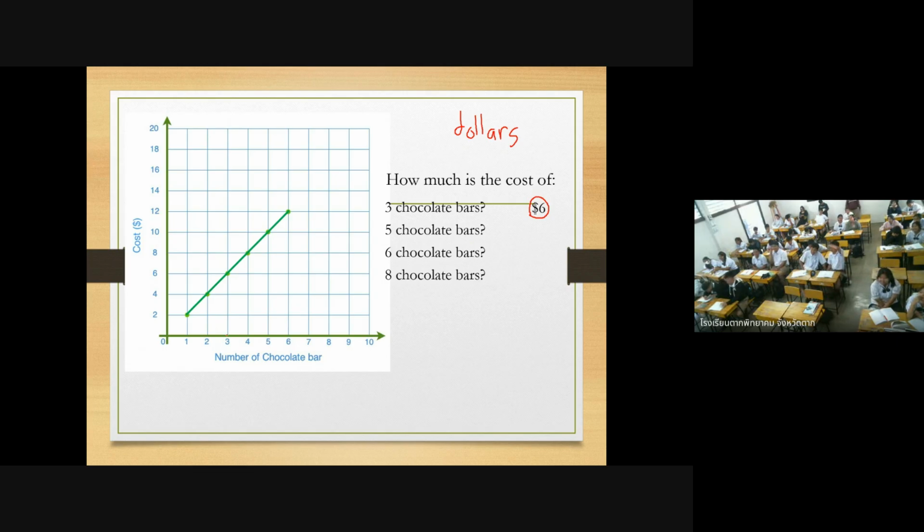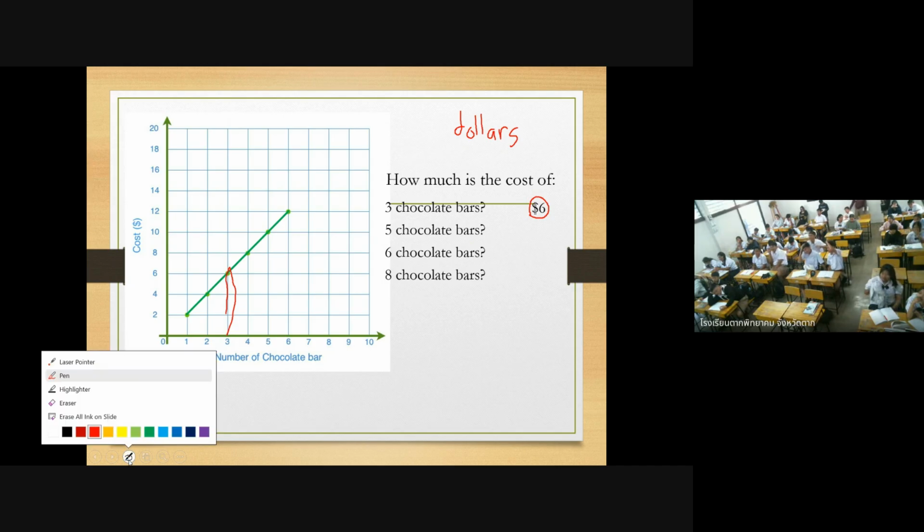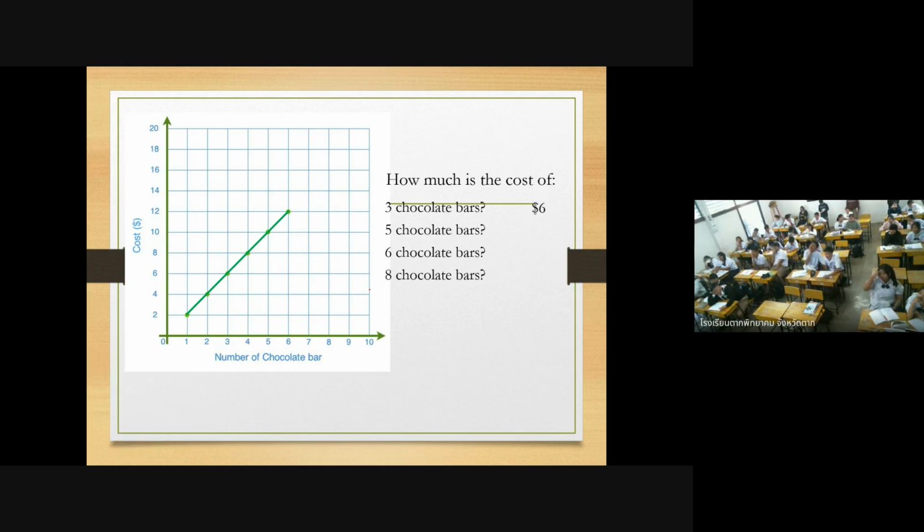Again, we're dealing with this. Okay, how about for 5 chocolate bars? Again, we're dealing with the 5 chocolate bars. This is how many dollars? 10. $10.